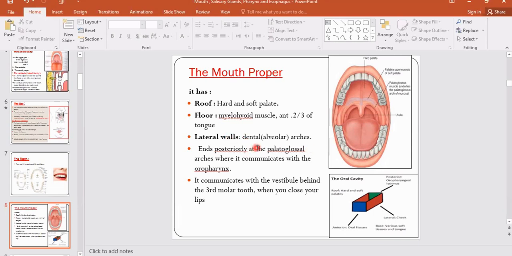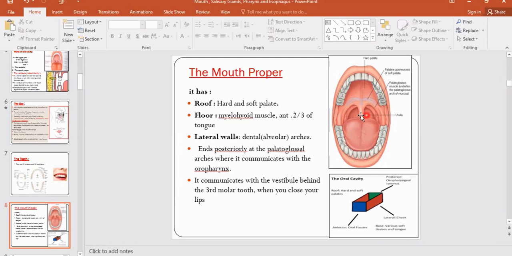The lateral walls, what are they formed by? These are the dental arches. Can you see? These are the dental arches. They form the lateral wall, and posteriorly it ends at the muscle called palatoglossus, which goes towards the tongue. It starts from the palate. When you study the palate and pharynx, we come across these muscles, which form arches around the oral cavity or isthmus, where we join the pharynx with the oral cavity.